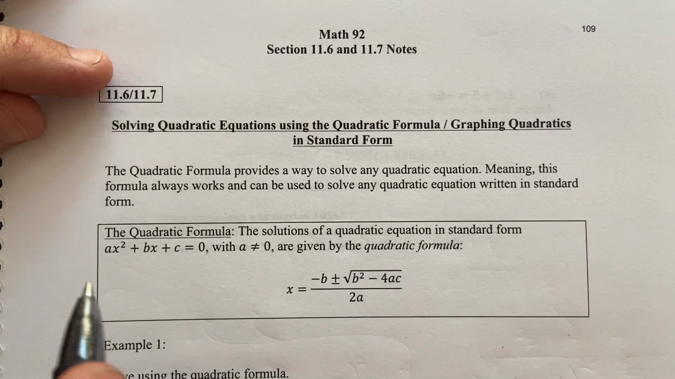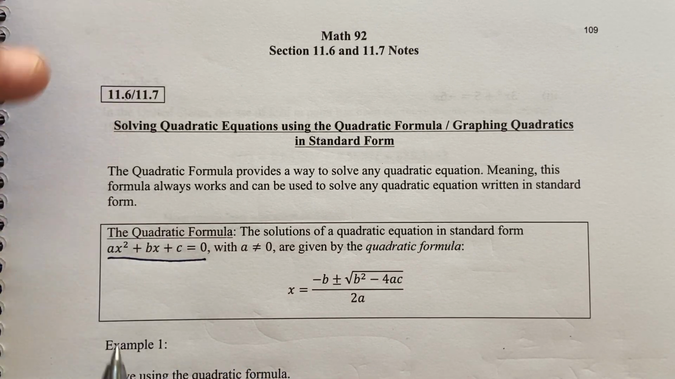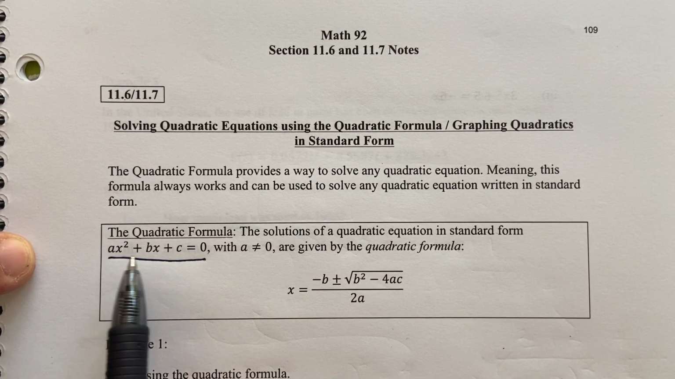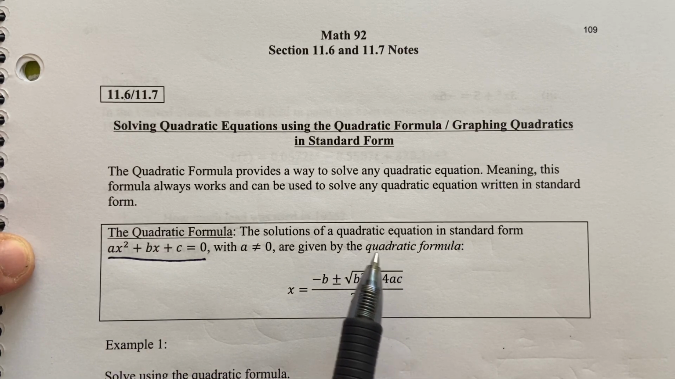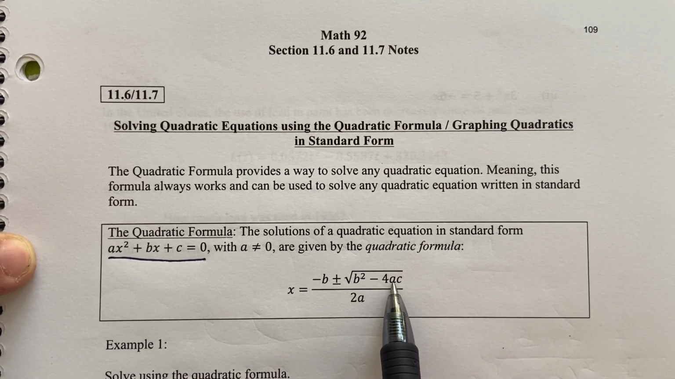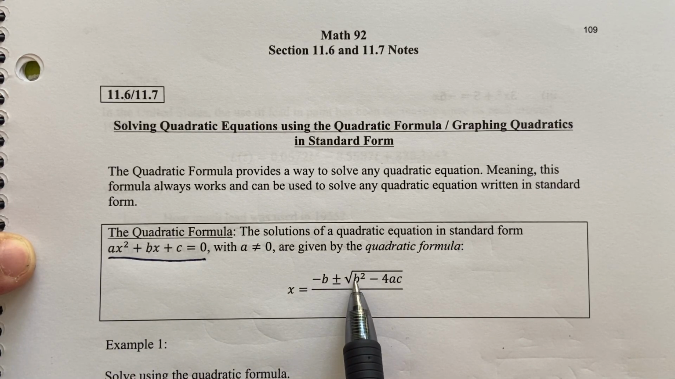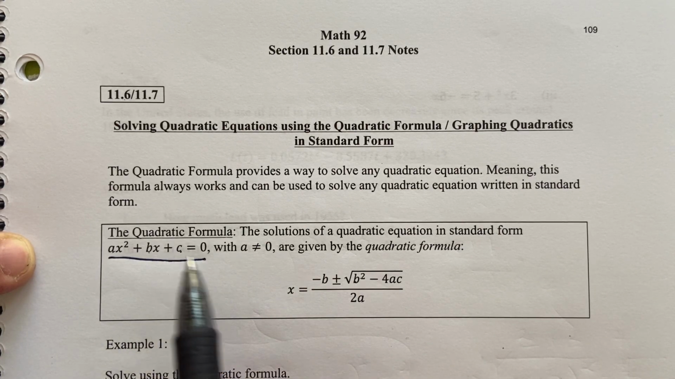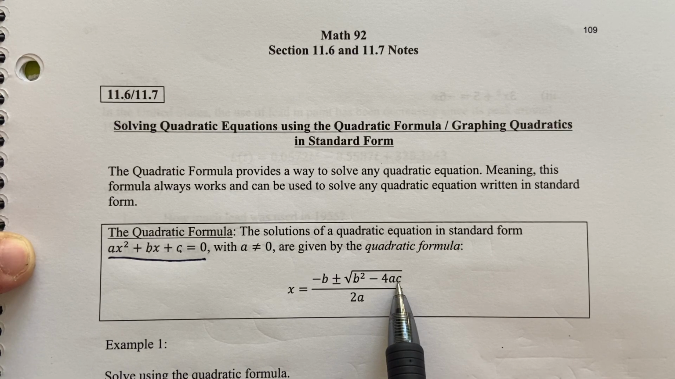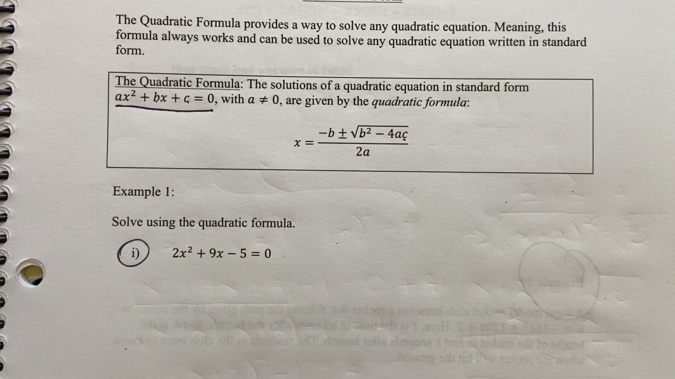So what this is saying is if you can rewrite your quadratic equation in this form, then this is exactly how you can solve that quadratic equation. So this A is the same as this A and this A. This B is the same as this B and this B. And that C is the same as that C. So let me show you how this works out in practice.